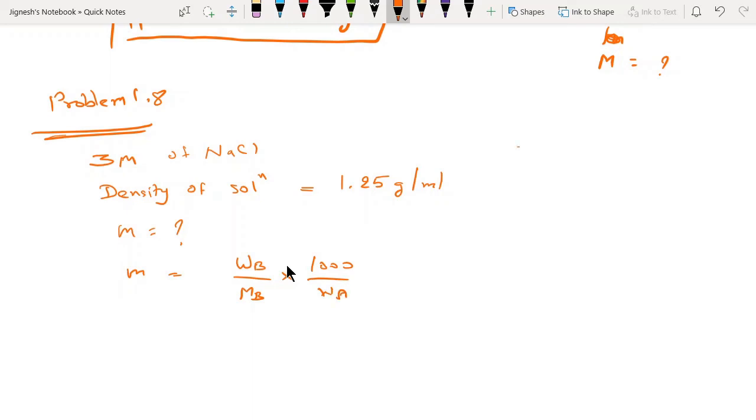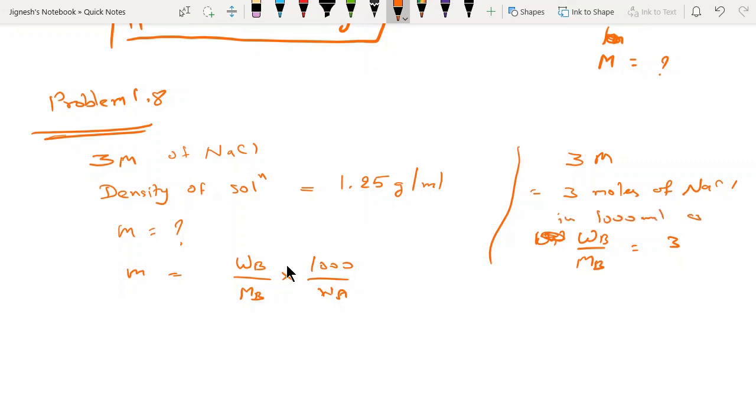Now what is given to us? 3 molar. 3 molar means what we understand? We understand that 3 moles of NaCl. In short, what is this WB? Since it is molar, we got the number of moles. So number of moles means WB upon MB is equal to 3. Done? Fine. It is given per ml. Here it is written 1000, since molar means in 1000 ml of solution.